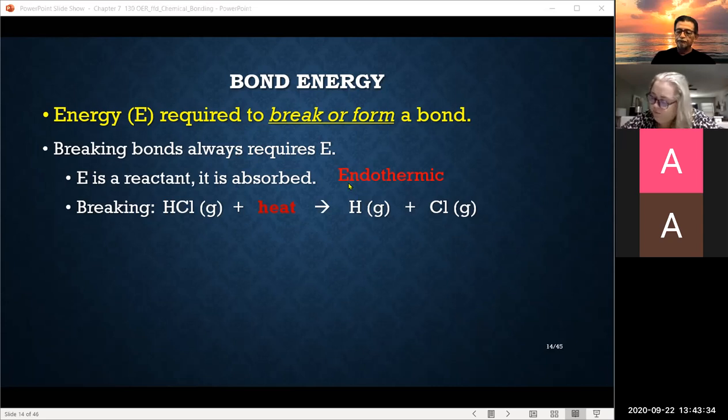Takes heat. What we observe is that the reaction gets cold because it takes energy from the environment, and we call that endothermic, an endothermic reaction.